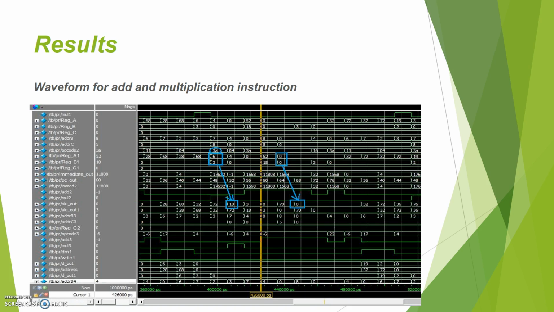Moving on to the results. Here we see the waveform for the add and multiplication instruction. The opcode for the multiply is 3A. The value 6 is stored in register A1 and a value 3 is stored in register B1. We multiply 6 and 3 and the output is stored in the ALU. The opcode for addition is 3A and registers A1 and B1 are added and the value, that is 0, is obtained.